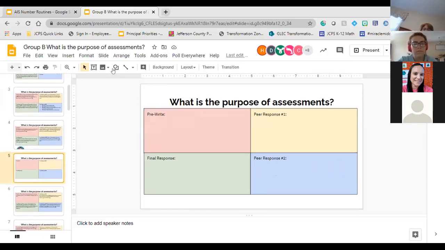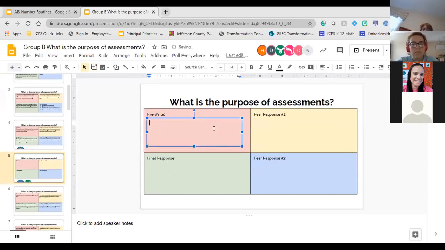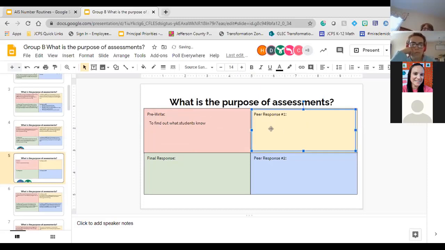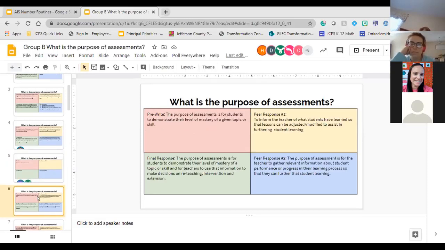So on slide 5, I have to answer what is the purpose of an assessment. So my initial definition is to find out what students know. So that's all I can think of at the moment. That's all I know of what the purpose of assessment is. After about 2 minutes, then virtually to do this, we went to the next slide. So my response is on slide 5. But in order to learn more about somebody else's response, I just moved forward 1 to slide 6.